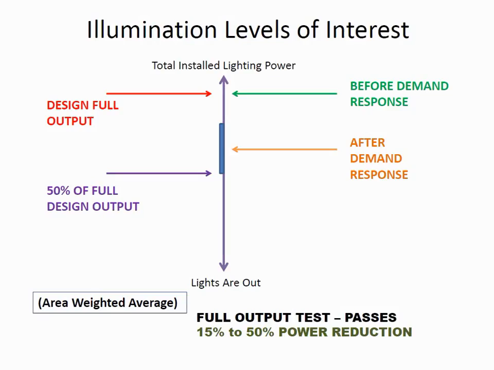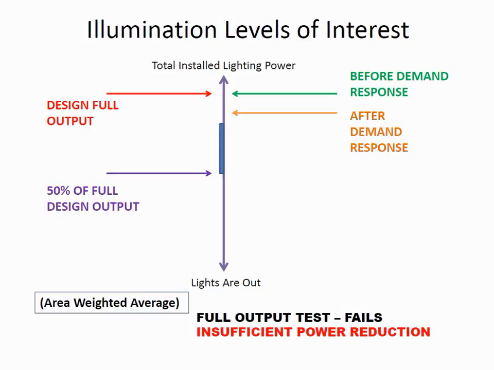Here is a full output test that passes for a building. This is an area-weighted average of all the areas under test. There is at least a 15% power reduction, but no more than 50%. Because if you have more than 50% building-wide, you have more than 50% in one area, and that is not allowed.